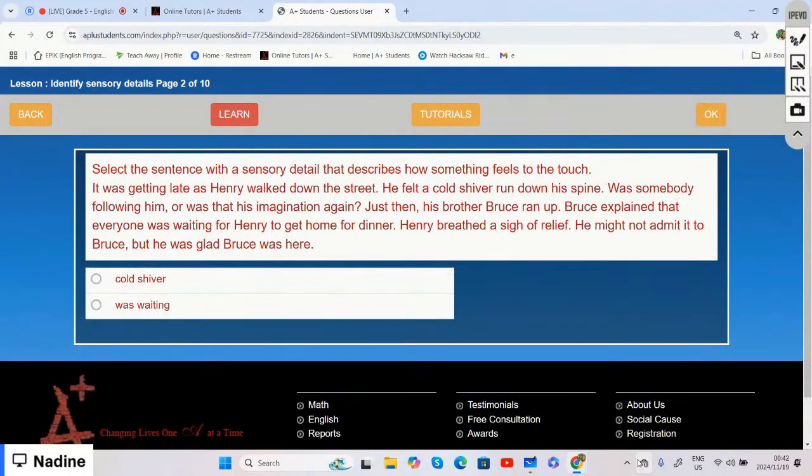The next one says, we need to select the sentence with a sensory detail that describes how something feels to the touch. How something feels to the touch.